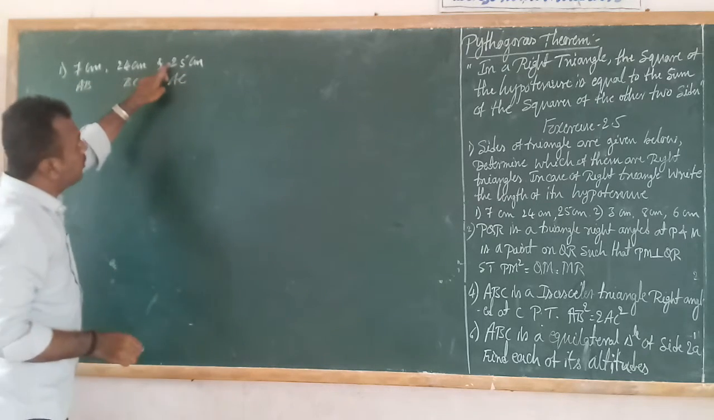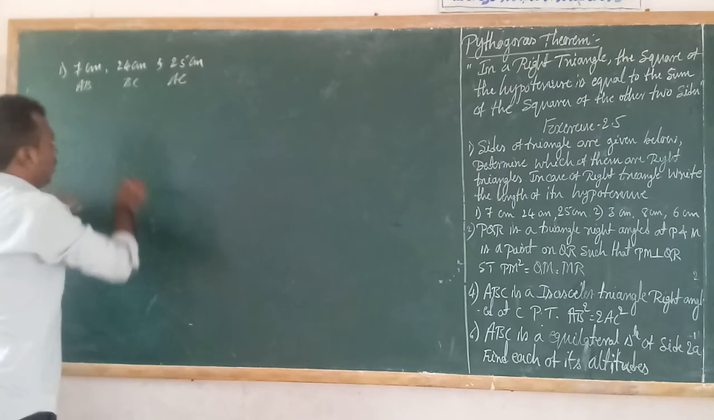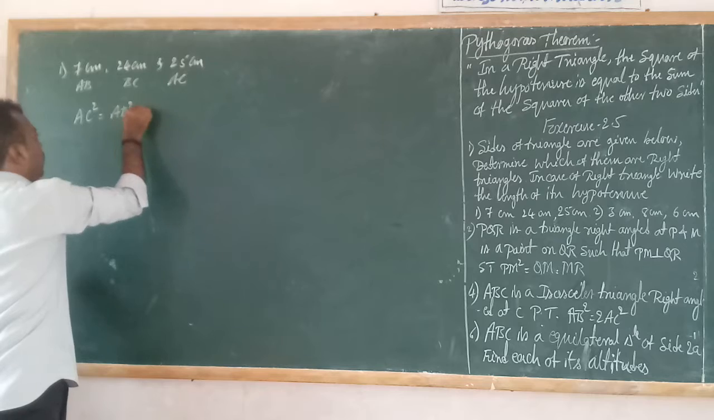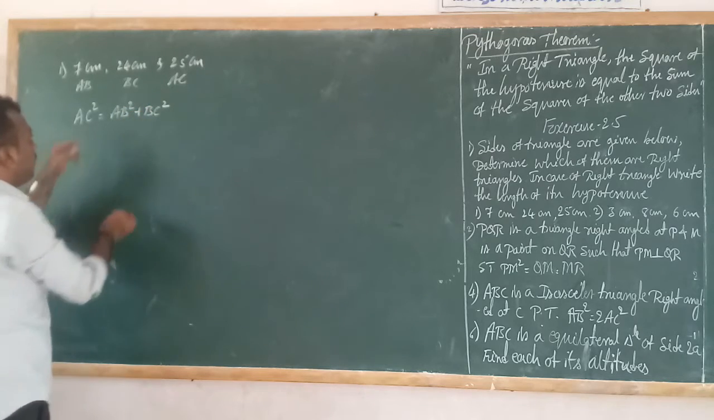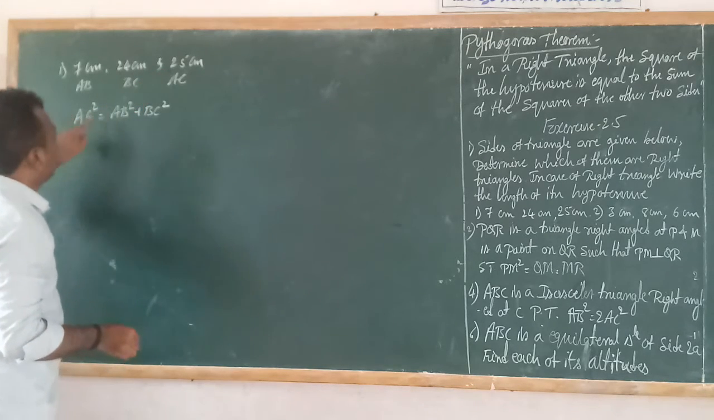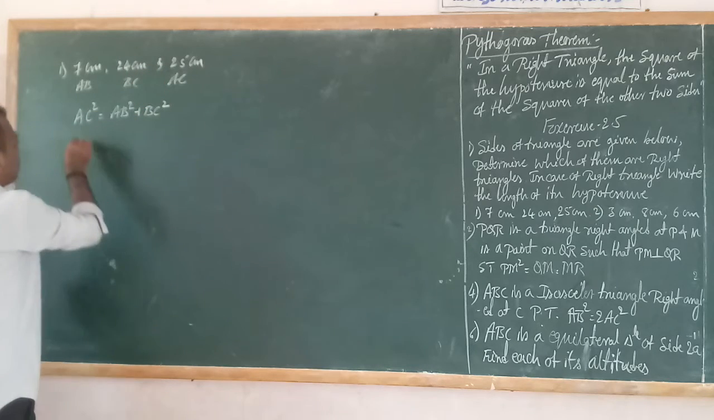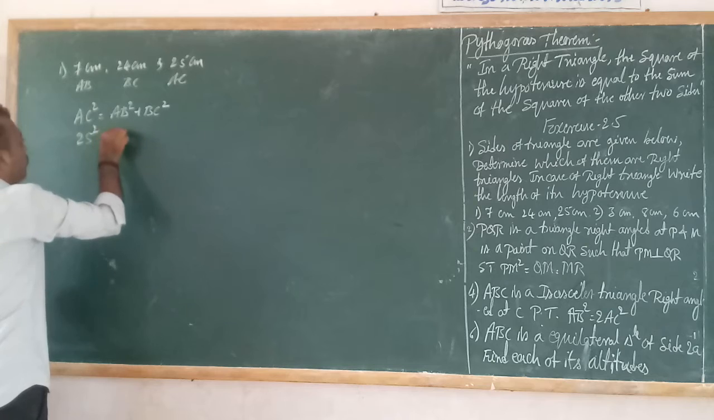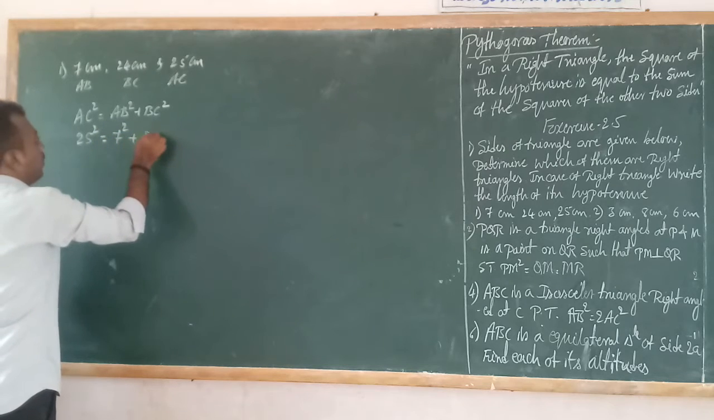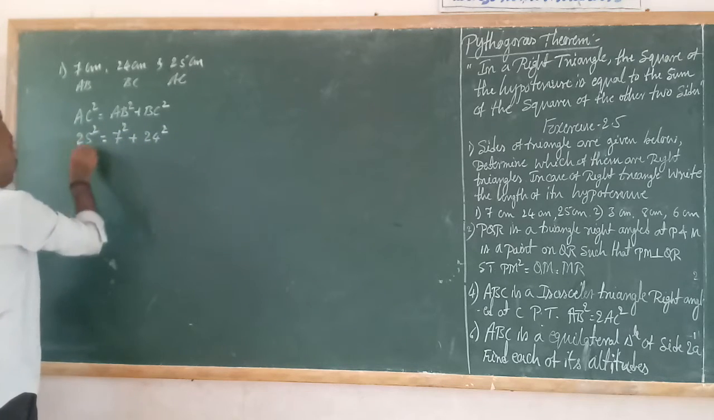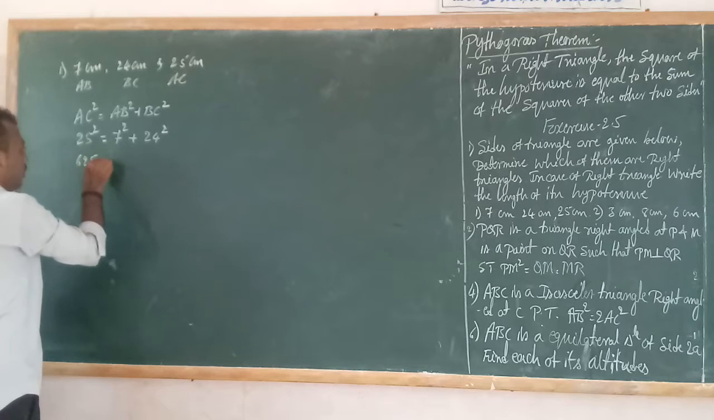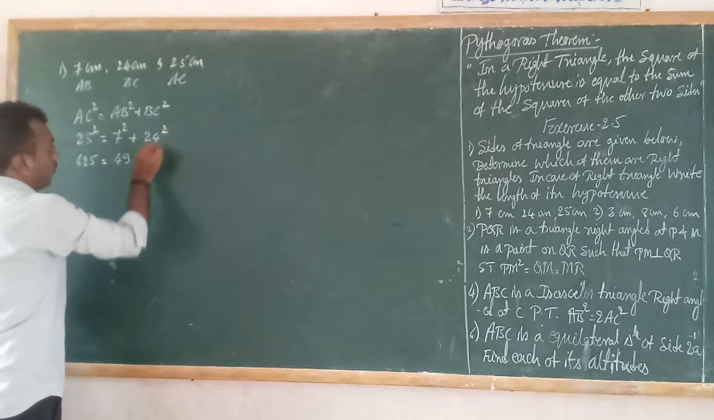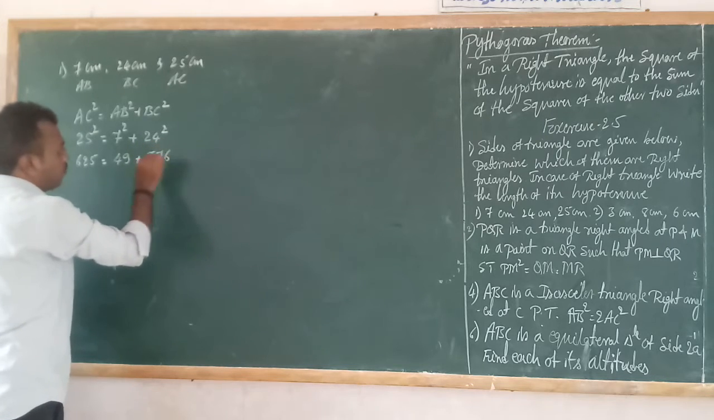So the highest value is AC. So our formula, AC square is equal to AB square plus BC square. Correct? The highest number is AC, therefore I will give the AC. AC square is equal to 25 square. It is equal to AB means 7 square plus BC means 24 square. So now 25 square means 625. It is equal to 7 square means 49 plus 24 square means 576.